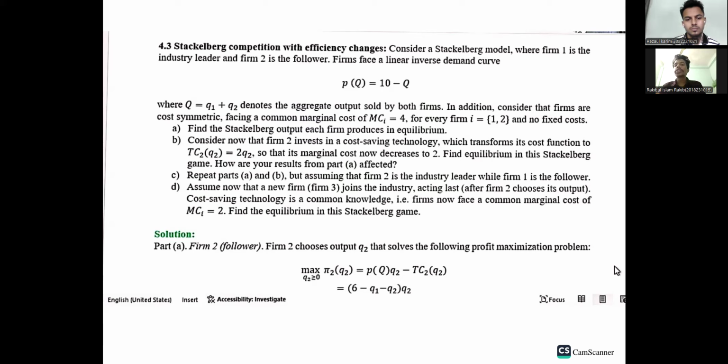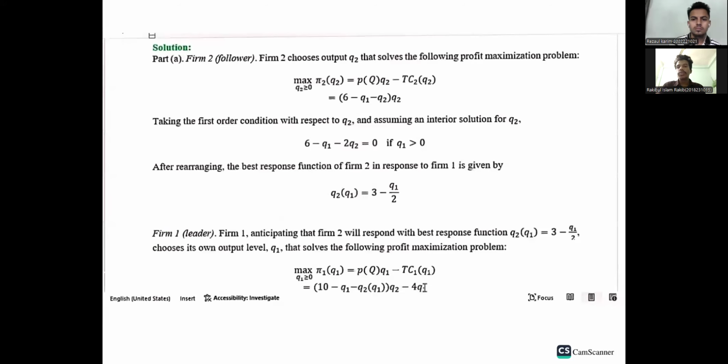As we have already known, or you should have known, that in the Stackelberg model there is always a follower and a leader. There is always a last mover, or follower. Here, farm 2 is the follower, so we'll find out the profit maximization problem of farm 2 first.